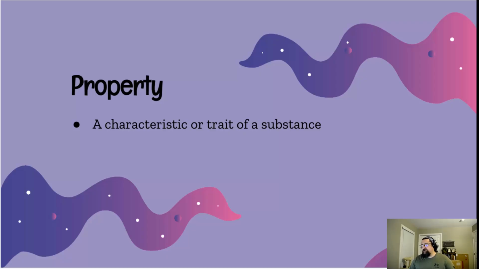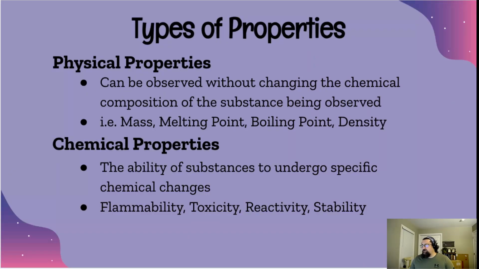And so it's just going to be a characteristic or trait of a substance. So any type of descriptor that we can use or anything we can say to describe a compound or a substance. Okay, and there are two overall classes of properties or two types, and that's physical and chemical. And so we've seen some already between labs and other notes.